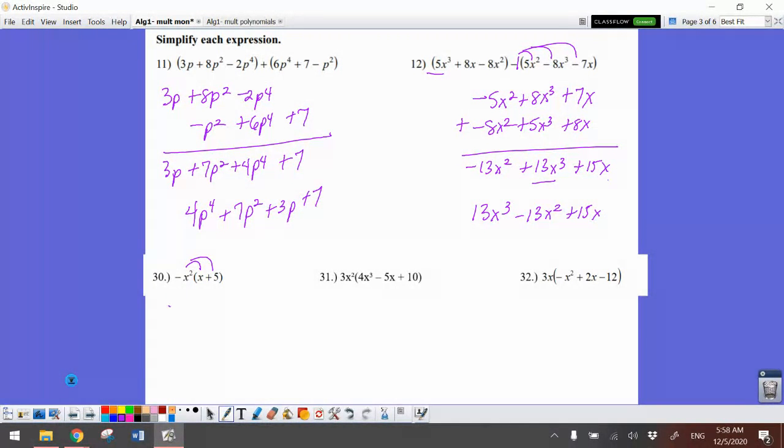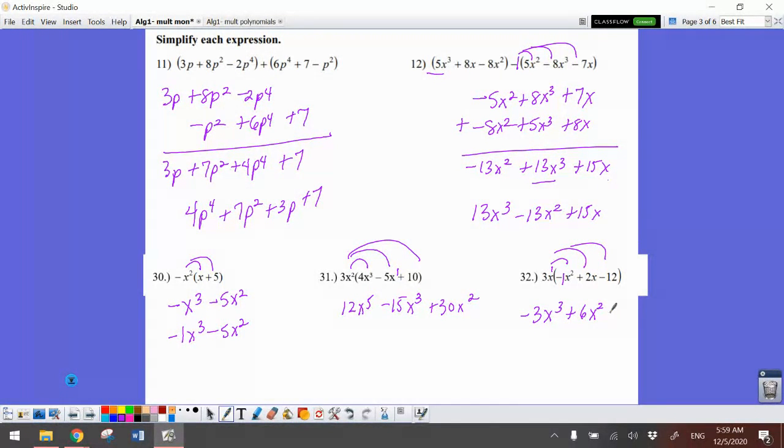All right, distributing on this next one. Negative x cubed. That's the same thing as negative 1x cubed. Remember, there is a negative 1 there. Minus 5x squared. So either one of those answers works. If I go to the next one, 12x to the 5th, remember we're adding those powers, minus 15x cubed because that's a power of 1, and 30x squared. And the last one, remember that's a negative 1, negative 3x cubed because there's a power of 1, plus 6x squared minus 36x. So hopefully that went pretty well for you.